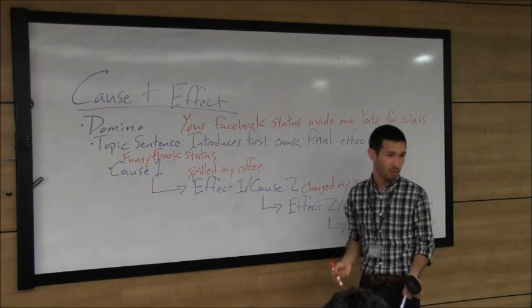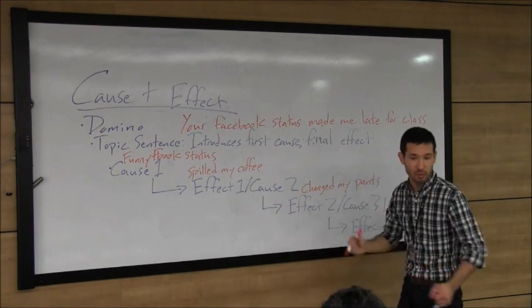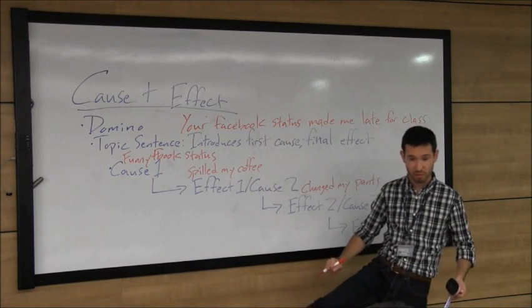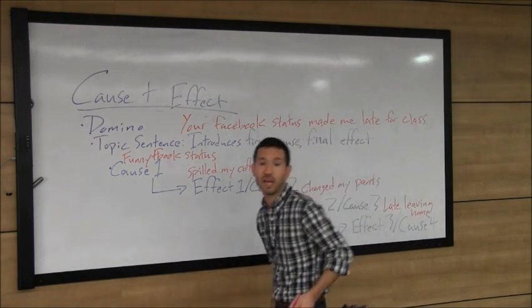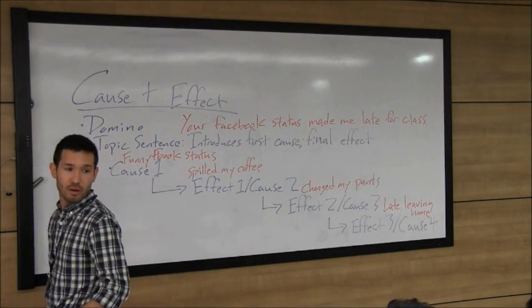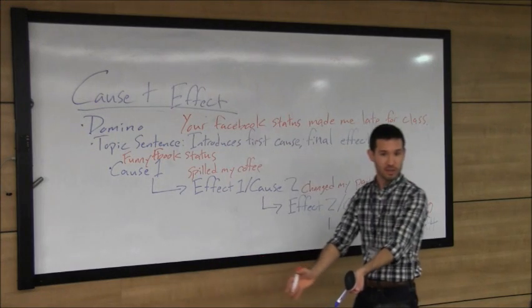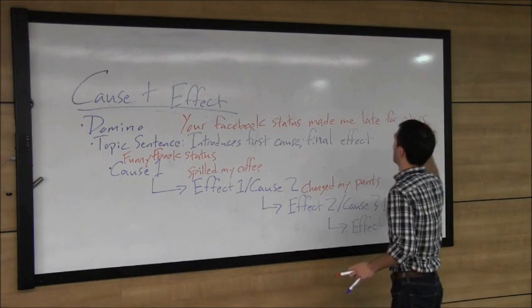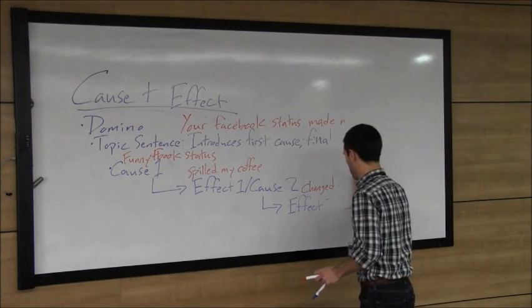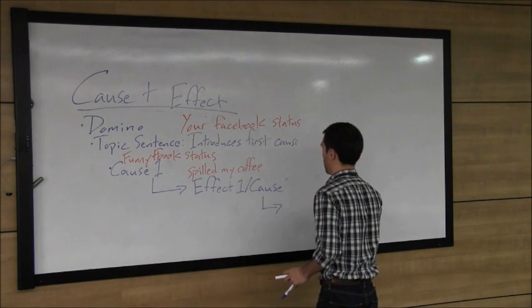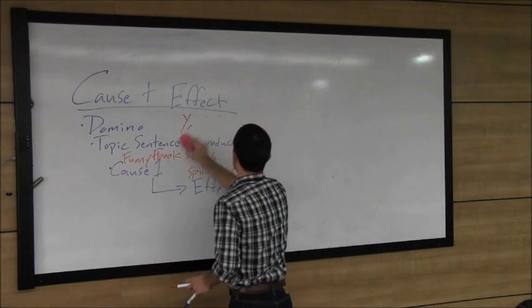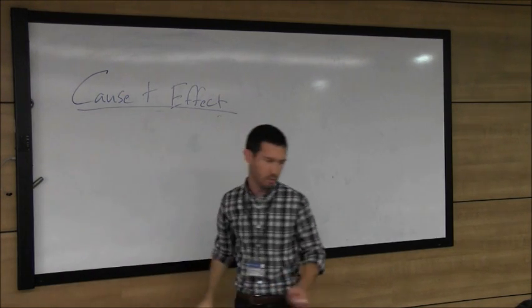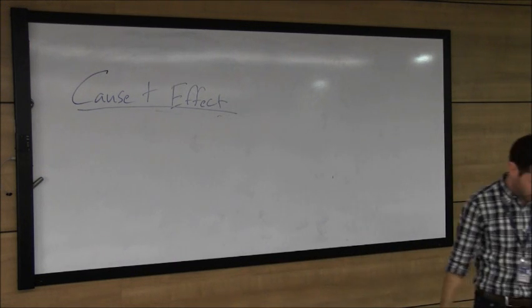was late leaving home. Because I was late leaving home, I was running, so I slipped. I slipped, so I sprained my ankle. I sprained my ankle, so I couldn't walk well. I couldn't walk well, so I missed the ferry. And you get the idea. Okay, so this is a domino effect.